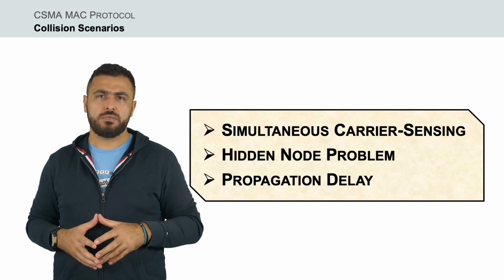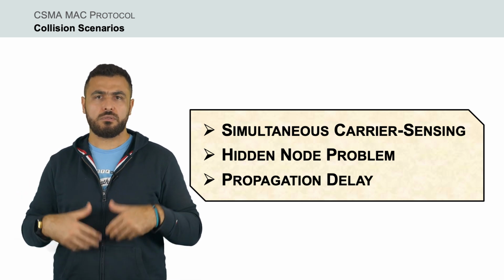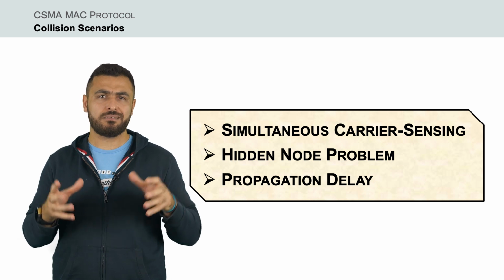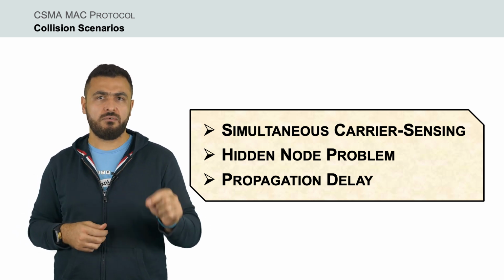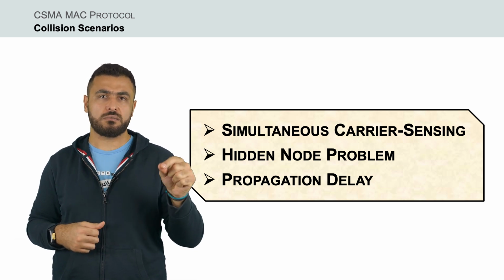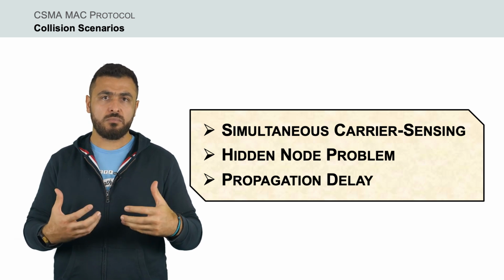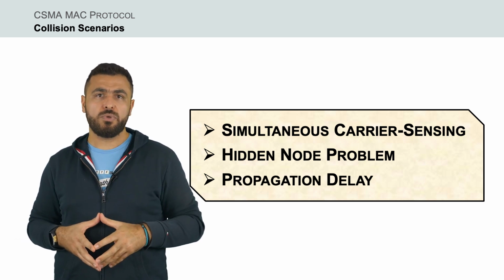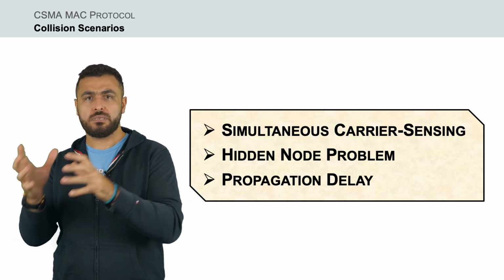The last scenario is related with the propagation delay. Indeed, when a node transmits a frame, it still takes time, although very short, for the first bit to reach every node within the radio propagation and every node to sense it. In other words, a node may sense the medium and find it idle only because the first bit sent by another node has not yet been received.